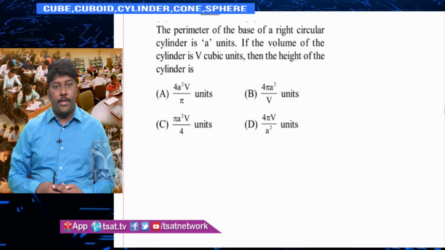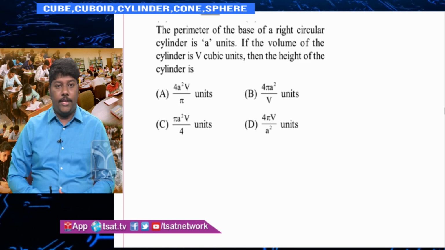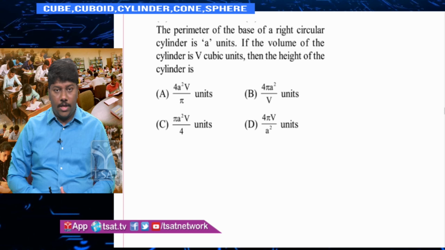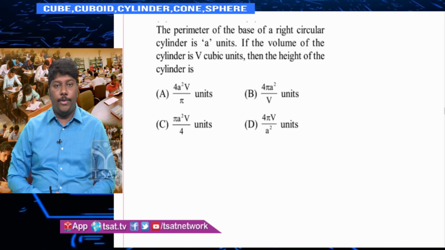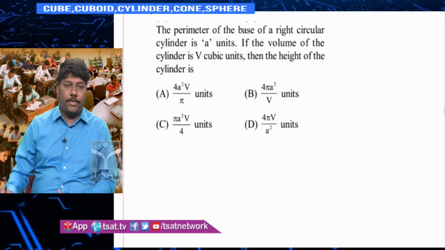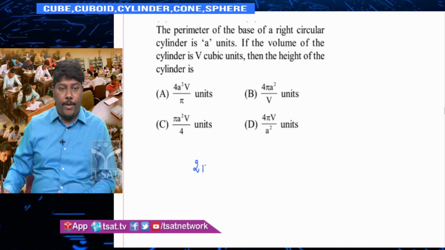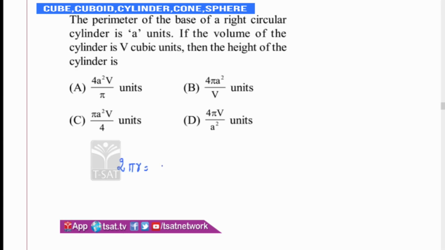Look at the next one. The perimeter of the base of the right circular cylinder is A units. If the volume of the cylinder is V cubic units, then the height of the cylinder is. They have given the perimeter of the base. What is the perimeter of the base? For a cylinder, it is 2 pi r. Therefore, 2 pi r is equal to A. Now, what is r? A by 2 pi.